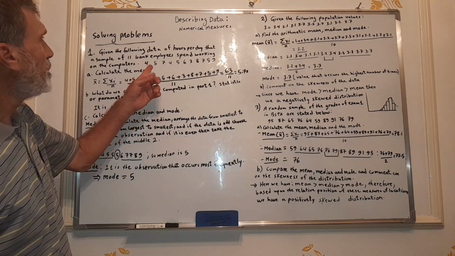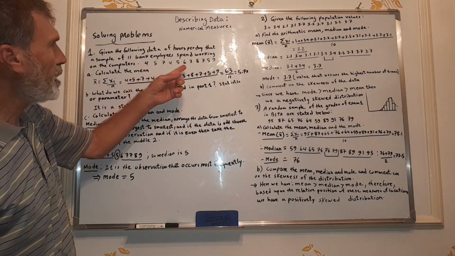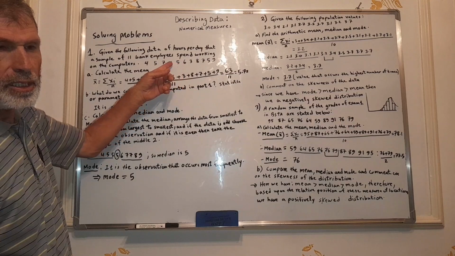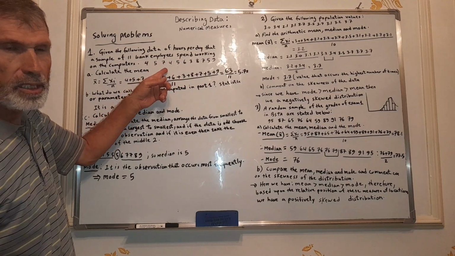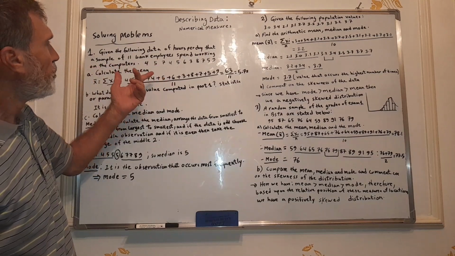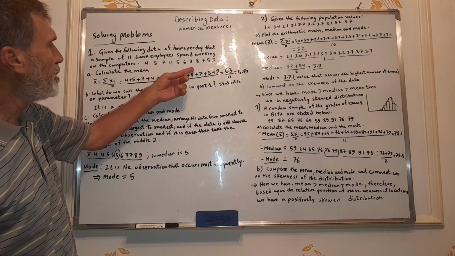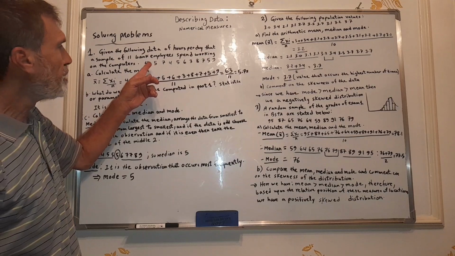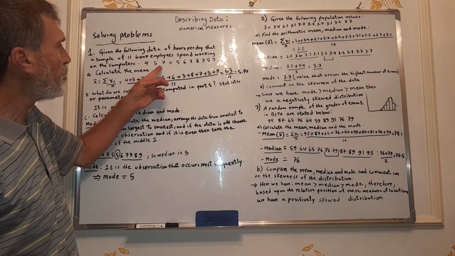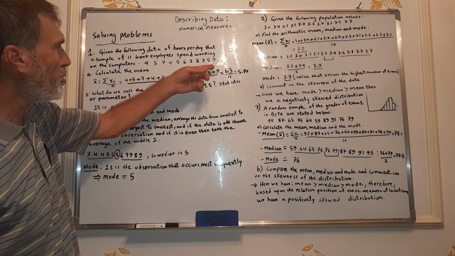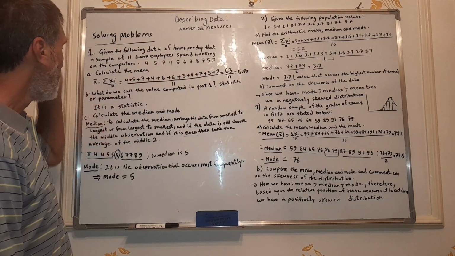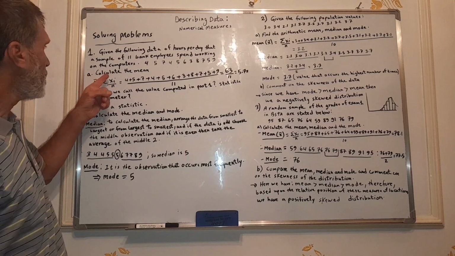These are the hours per day the bank employees spend working on the computers. For instance, you have 11 employees, and each one of them spends the following amount of hours: 4 hours, 5, 7, 4, all the way. Okay? Now, first part of the question, calculate the mean.